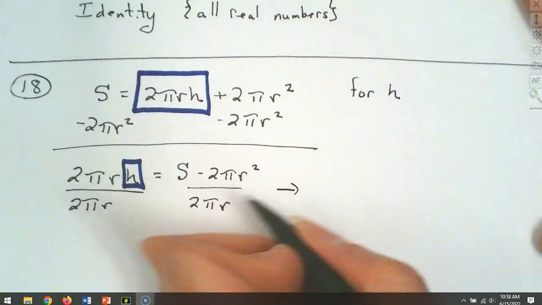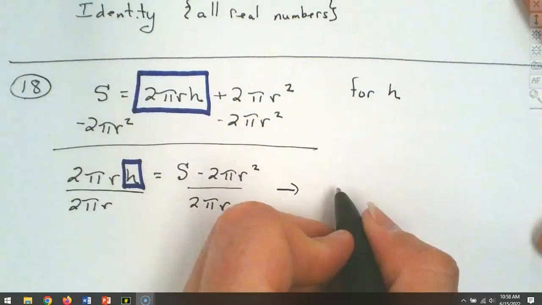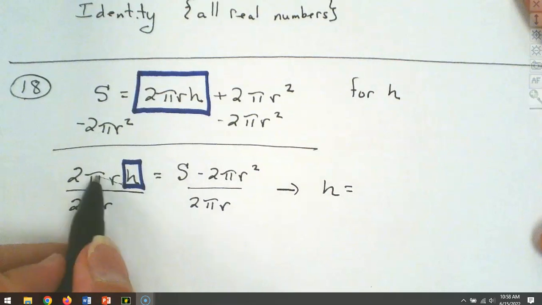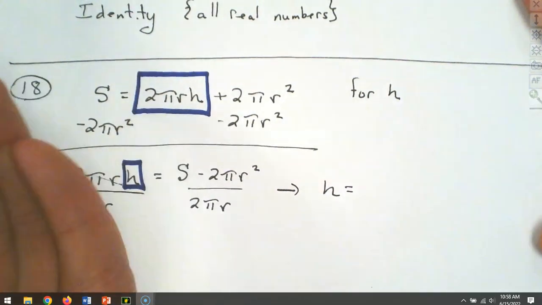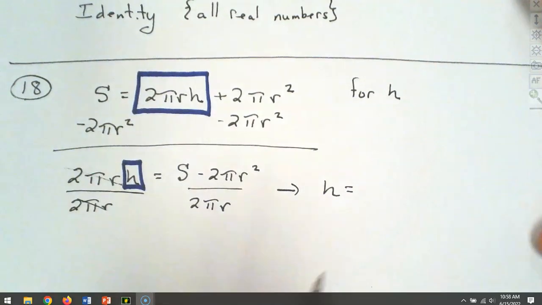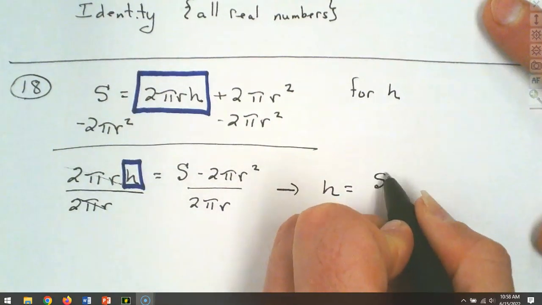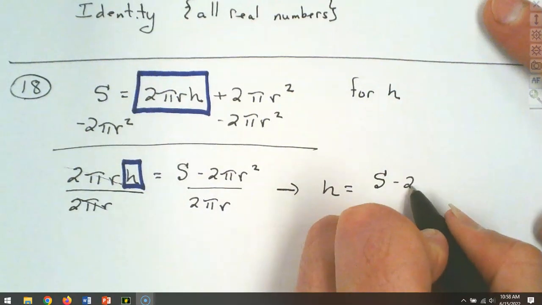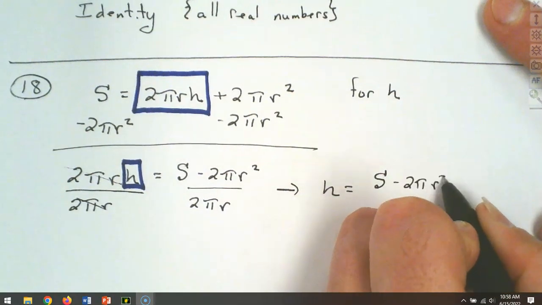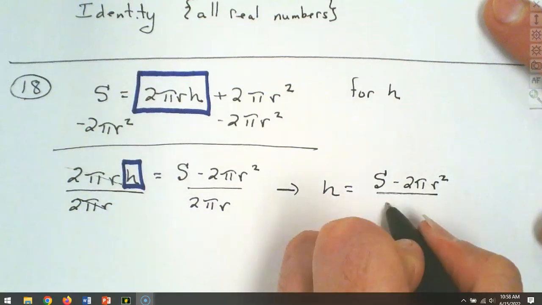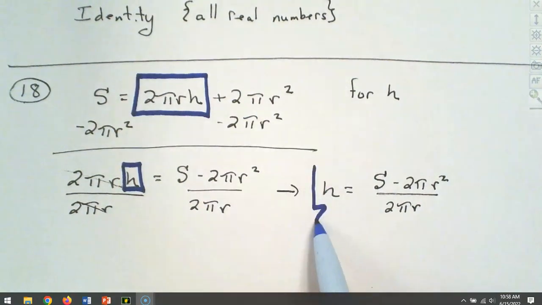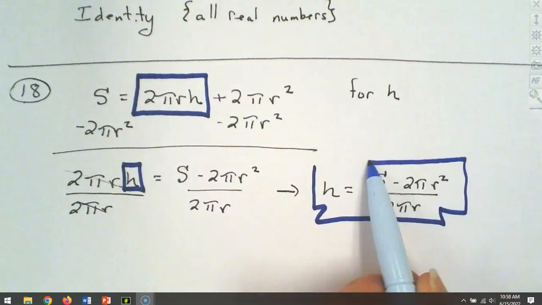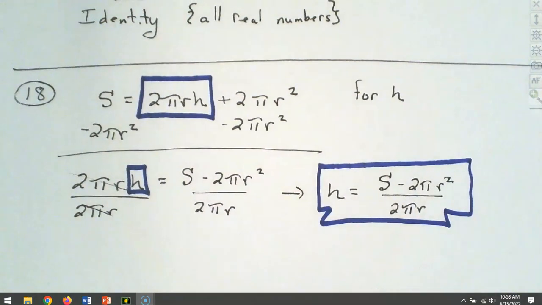All I need to now do for my answer is just rewrite it. So we've got h, right, because those can cancel. And then what's the other side? We don't break it down. We don't reduce it. We leave it as it is. So the other side, the right-hand side, is simply going to be s minus 2 pi r squared, and that's going to be divided by 2 pi r. So all I did was solve for that variable h.